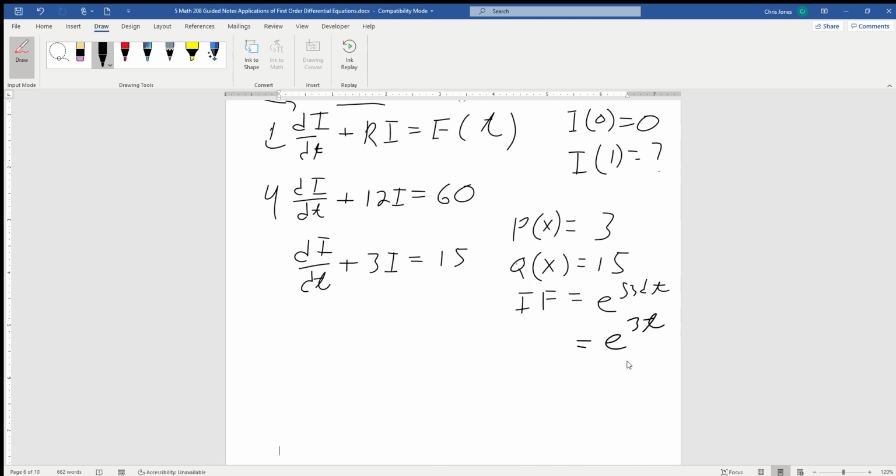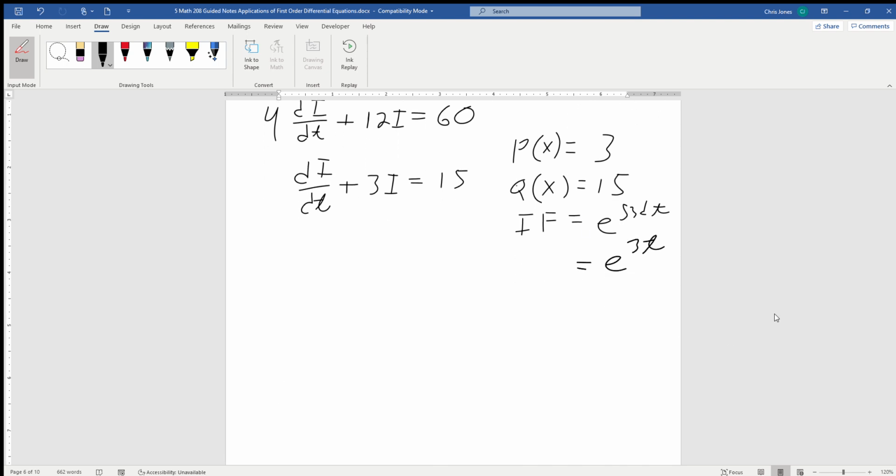And if you recall our formula for solving a linear differential, which we've done multiple times, I is going to be equal to 1 over the integration factor, so 1 over e to the 3t, integral of q of x, which is 15, times integration factor, e to the 3t, dt, plus c. There should be a dt in here. Sorry about that. Very basic integral to evaluate. We're going to divide by 3 because we have a linear term. It's the reverse of the chain rule.